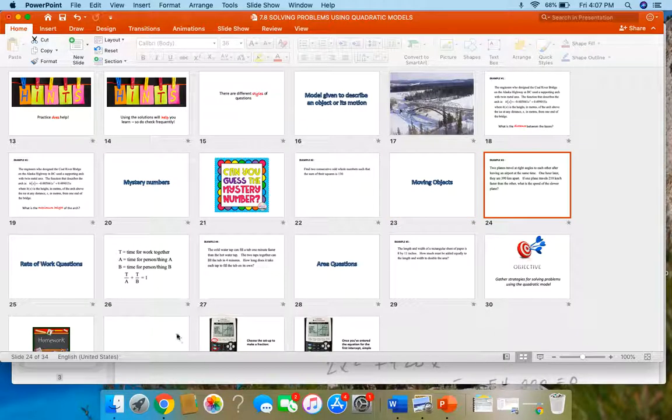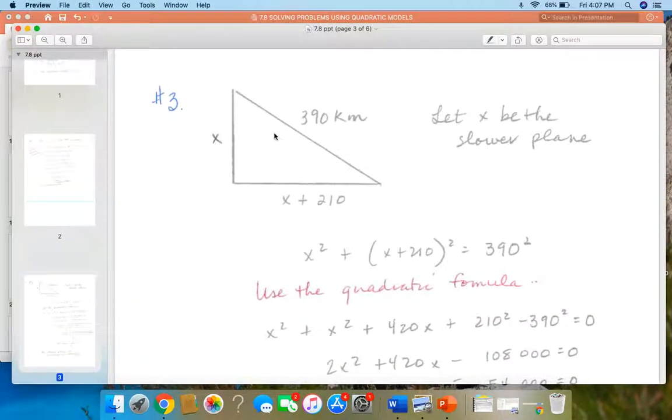So let's go into our solution so we can see what this looks like. Here's x. And moving at right angles to it is x plus 210. And at a point, they're 390 kilometers away from each other. Now, this relationship looks an awful lot like a right angle triangle. And we know from Pythagorean theorem that the hypotenuse squared equals this side squared plus this side squared. And that's exactly what I've written as my beginning equation.